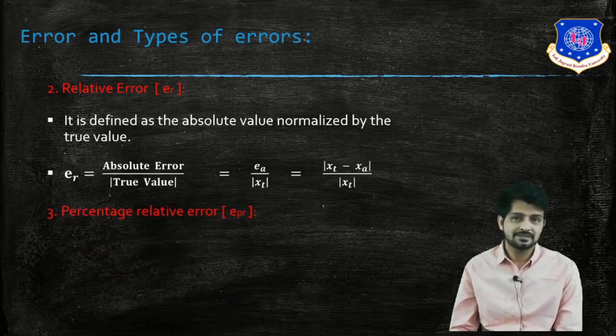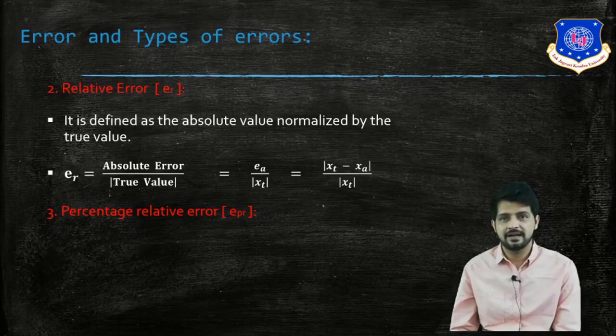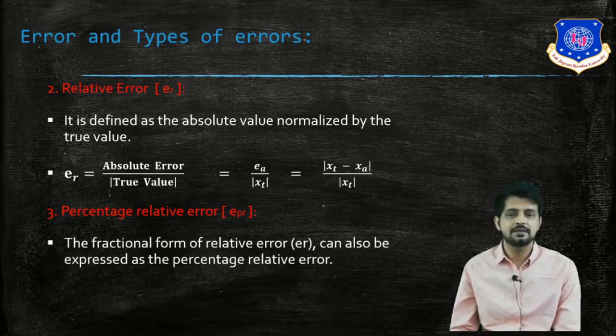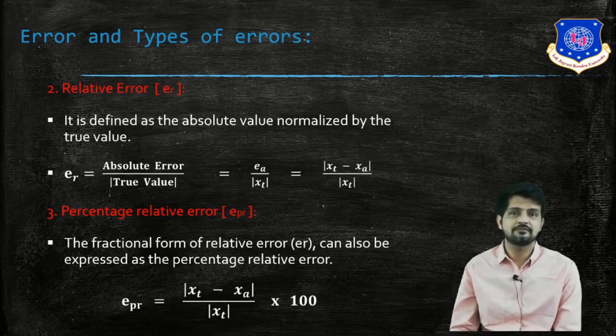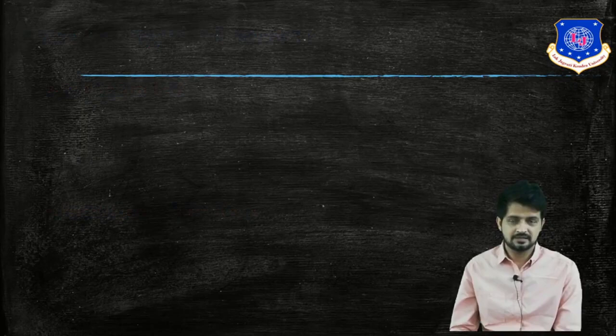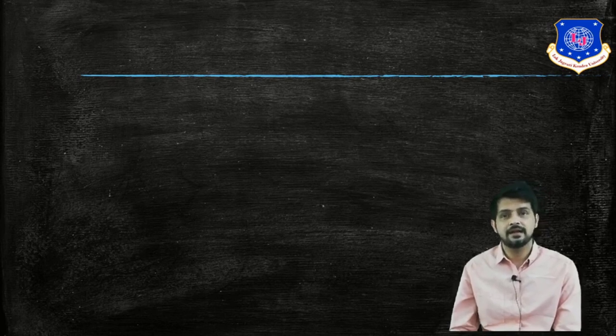Now percentage relative error, the third type of error. If I multiply the relative error by 100 and I am finding the error in percentage, that is known as percentage relative error, and it is denoted by EPR. Okay. So this is the expression for EPR. EPR is equal to (xt minus xa) upon xt multiplied by 100. These are the three types of errors. Now next errors are inherent error and truncation error.